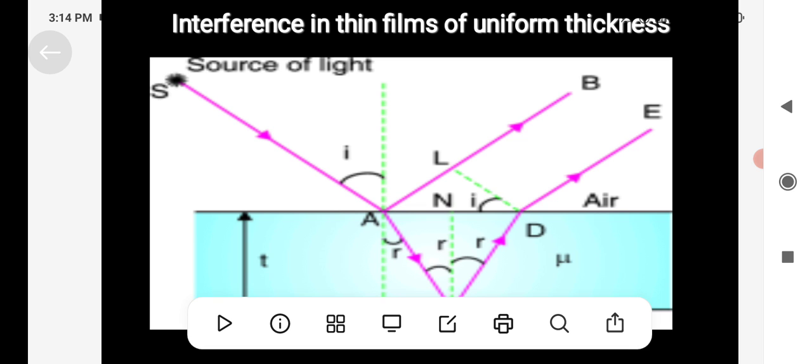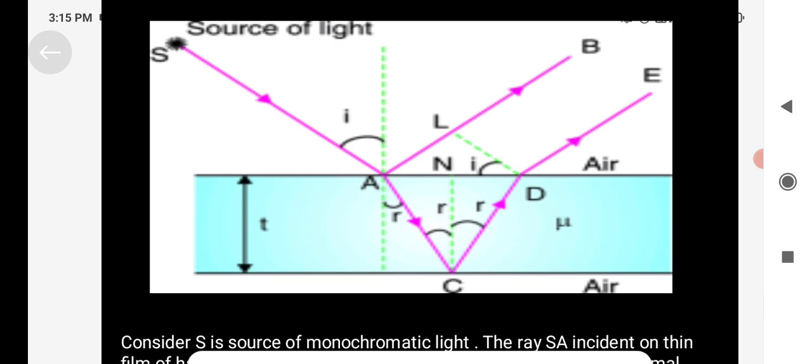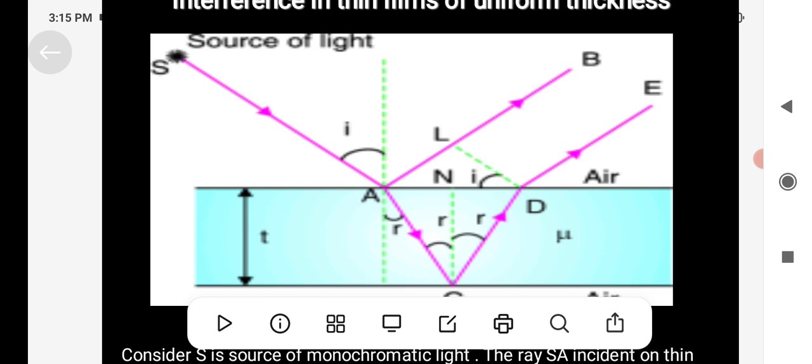Now if we see the diagram, consider S is the source of monochromatic light from which light is incident on the thin film at point A with an angle I with the normal. Then part of light gets reflected and travels along AB, and part of light gets refracted and travels along AC. Again from point C it will get reflected and travel along CD, and then it will emerge out.